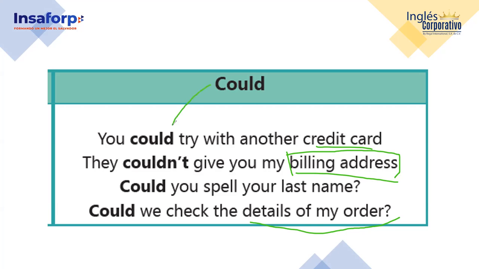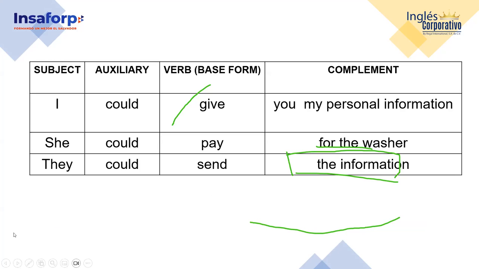But I have could, and I'm going to explain exactly the same as I did with can, but we will see the difference. That is a slight difference between two of them. I have the affirmative statement here, and then I say, I could give you my personal information, or she could pay for the washer, or they could send the information. Affirmative. Subject, auxiliary, base form of the verb, and the complement. I, she, they. Any subject. Plus the auxiliary, and then you have to use any verb, but in the base form. And of course, the complement has to be something coherent.